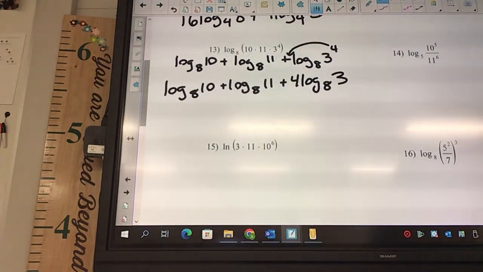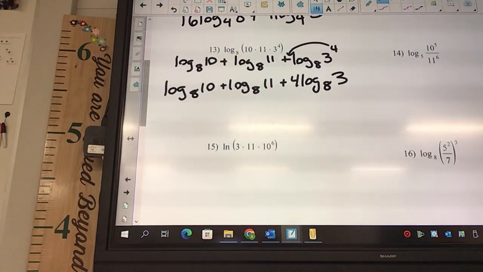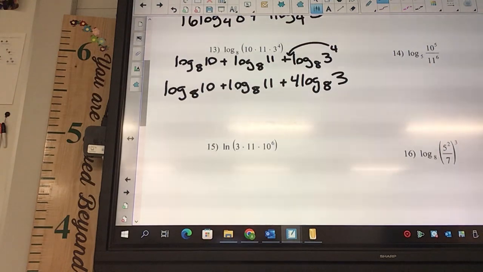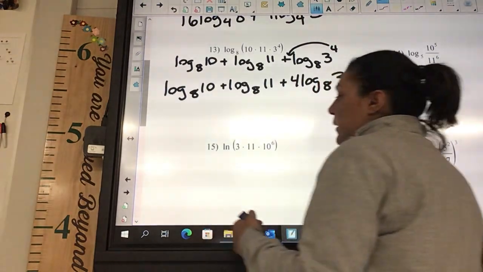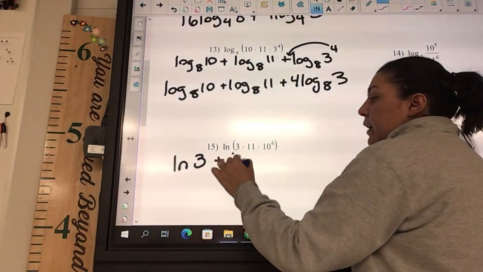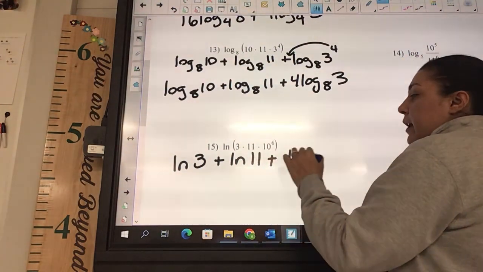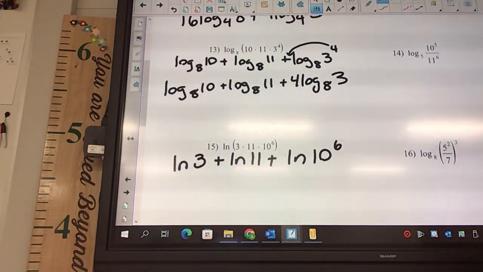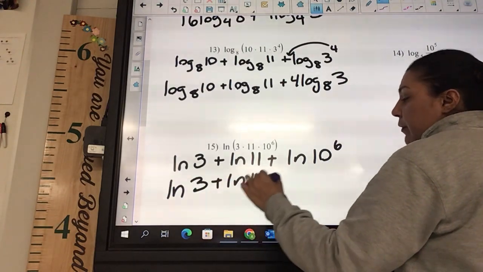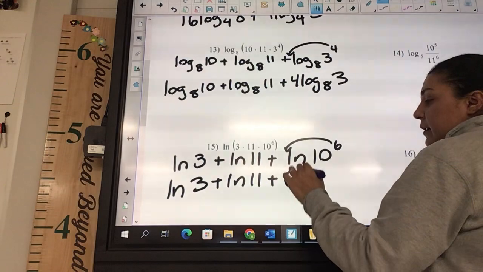Okay, look at 15. A lot of you guys got confused the other day. It doesn't matter if it says log or ln, some of you say "in." It means natural log. It's still the same thing. It does not have a base 10 like the log does, but the steps are still 100% the same. So this is going to look like ln 3 plus ln 11 plus ln 10 to the 6th. And then what do we need to do? Put the 6 in the front. So it's going to look like natural log 3 plus natural log 11 plus 6 natural log of 10.